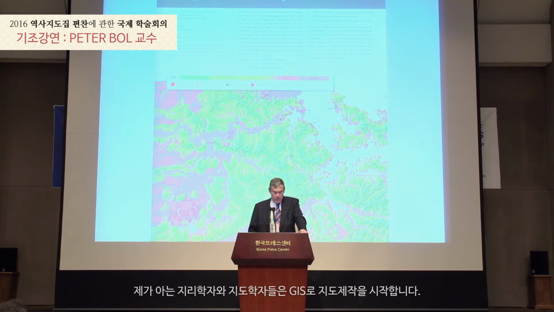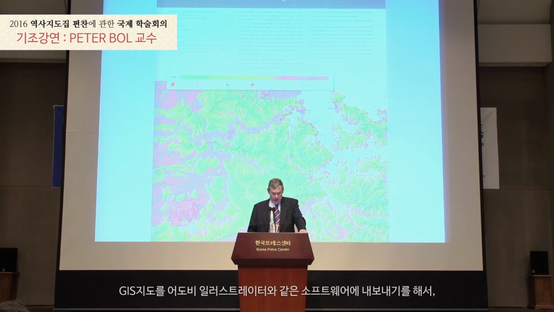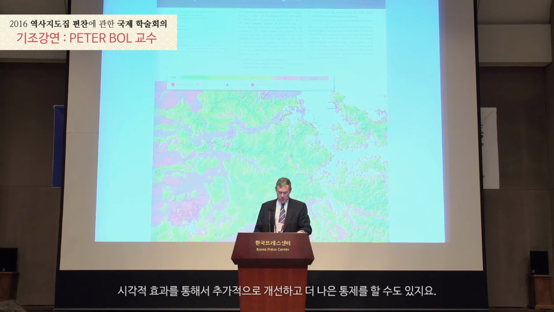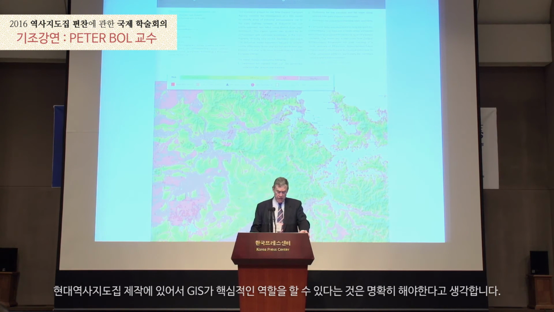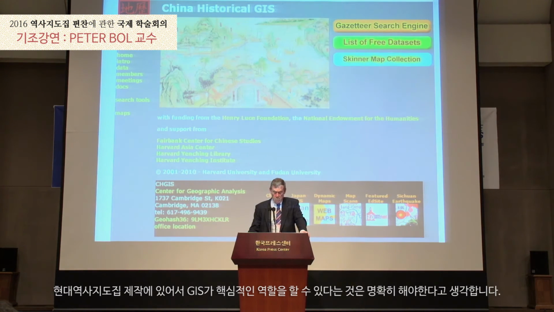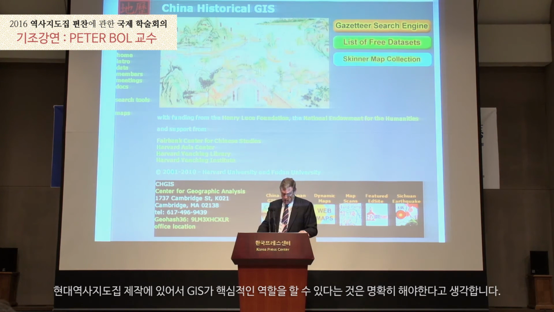I know cartographers begin with GIS. They may export the GIS to map software such as Adobe Illustrator for further refinements and better control over visual effects. Nevertheless, professional geographers and cartographers have done amazingly good maps with GIS. In fact, if we look at the Korean historical atlases, we can see that. It should be clear that I think GIS can play a key role in creating a modern historical atlas.